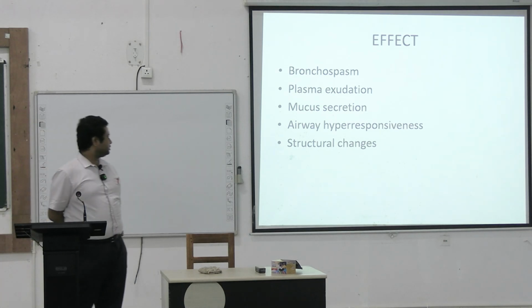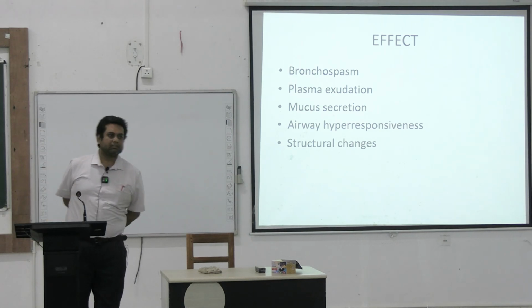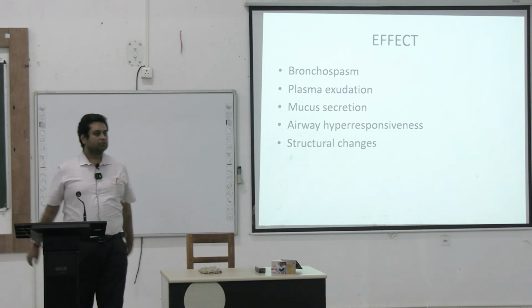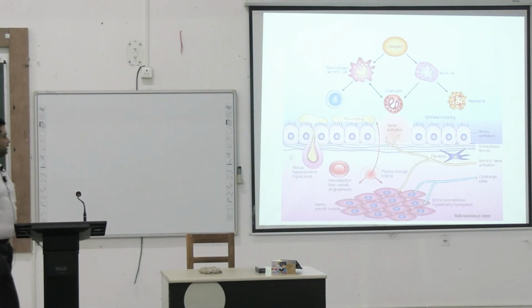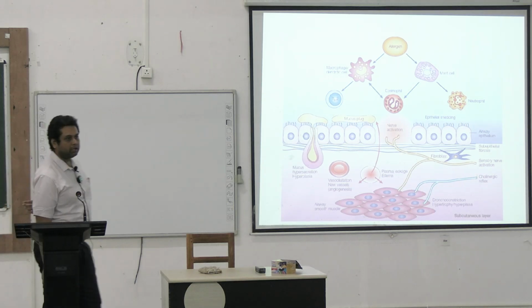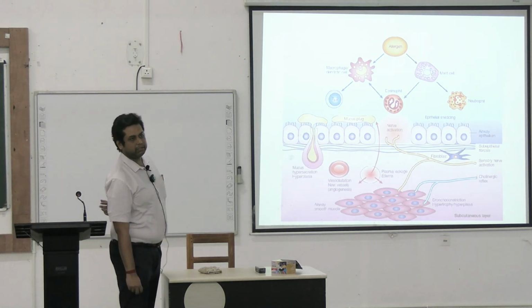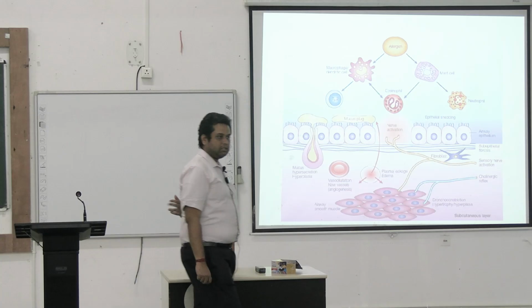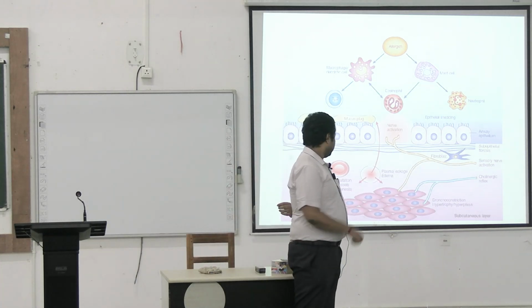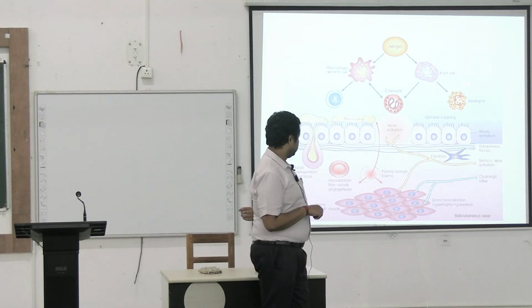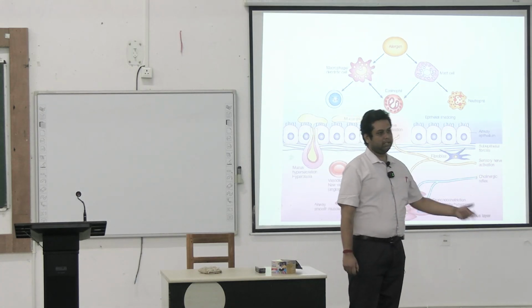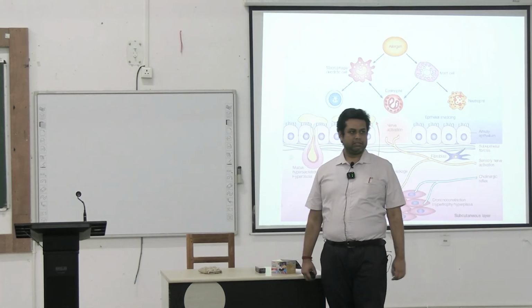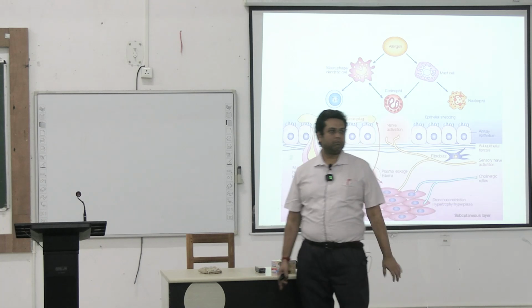Airway hyper-responsiveness and structural change. There may be hypertrophy of the smooth muscles. So let's find out. There is the allergen. Allergens are taken by macrophages. So then what happens? Macrophages and dendritic cells produce chemotactic agents. They recruit various types of cells. Eosinophil, neutrophil, T helper cell, these are recruited into the respiratory system.